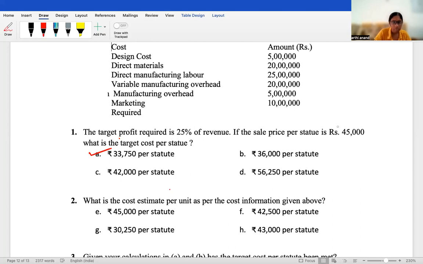85 lakh. Divided by how many units? 500? B is the answer. That is for 200 products. Am I right? 85 lakhs divided by 200. Per unit cost is how much? 42,500. Good.